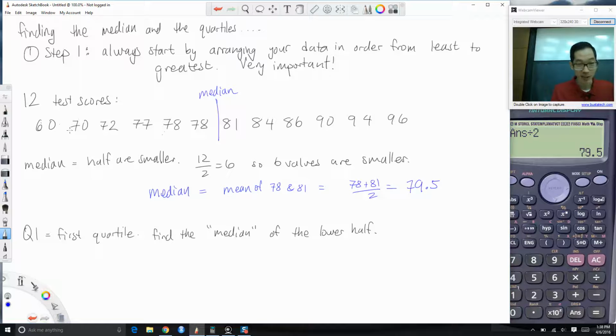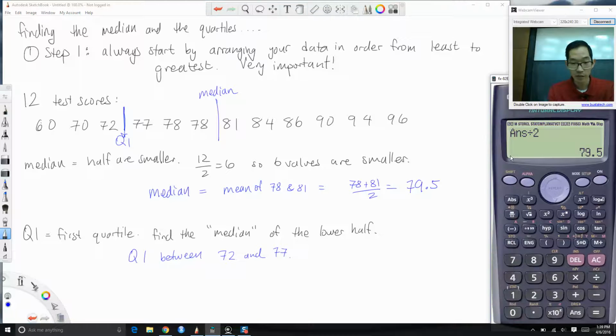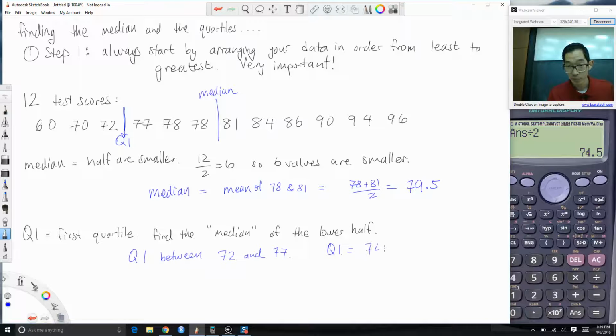All right, so where's that going to be? Right here, between 72 and 77. So this is going to be Q1. Q1 is going to be between 72 and 77. So I do 72 plus 77, I divide that by 2, I get 74.5. So Q1 is equal to 74.5.